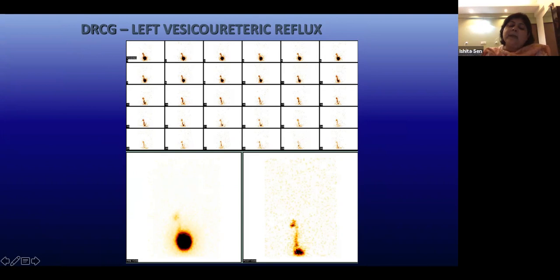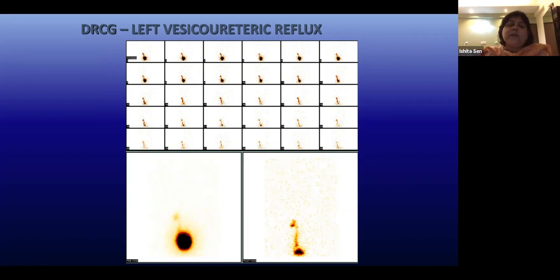And scintigraphically, we have only 3 grades, which are called mild, moderate, severe. Mild is if the tracer is only in the lower end of the ureter. Moderate is if you can see the pelvicalyceal system, and severe is if the entire system looks dilated. So that's mild, moderate, severe.